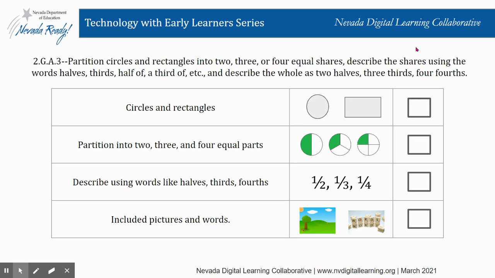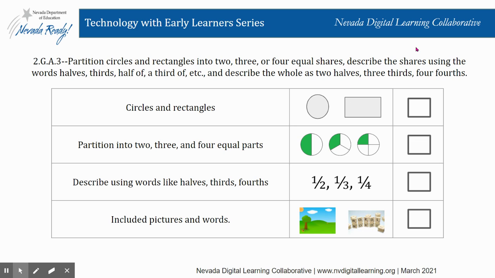Can they partition circles and rectangles? I'm going to be looking for examples from both of those sides. I need them to be able to partition them into 2, 3, and 4 equal parts. Can they do that? And then I need them to be able to describe these things they're partitioning using words like halves, thirds, and fourths. I want them to do this with pictures and words.